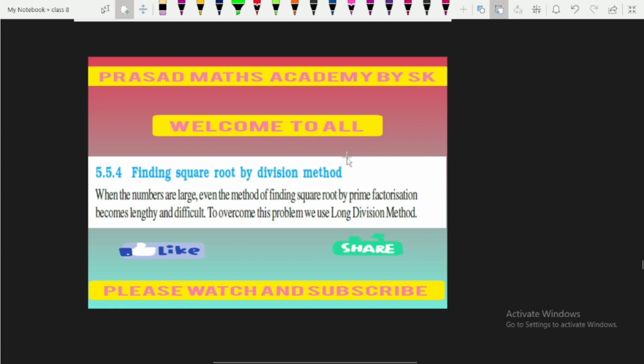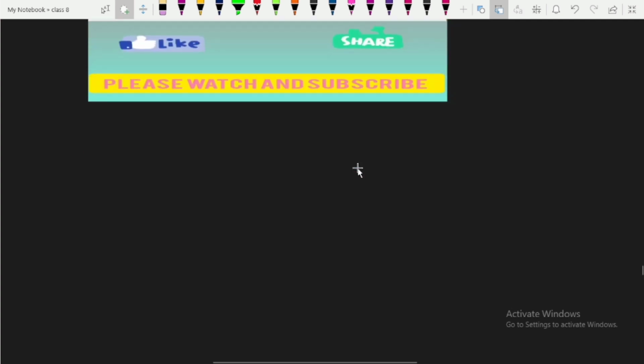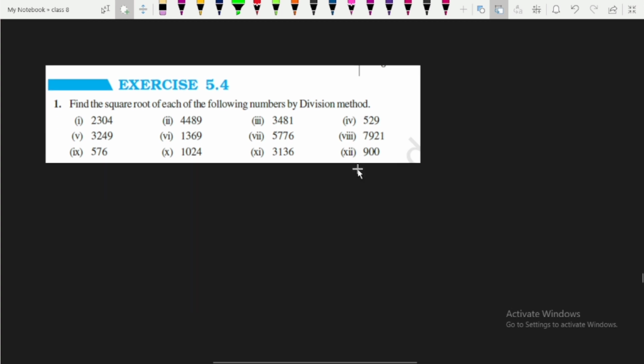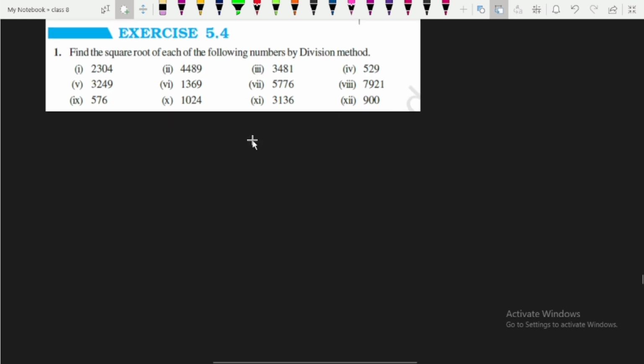Here we'll take one example from the exercise so that we can understand how to find the square root by division method. We'll take exercise 5.4, and in that, we'll take the first question and find the square root by division method. So follow the steps and you can easily solve the other sums also.